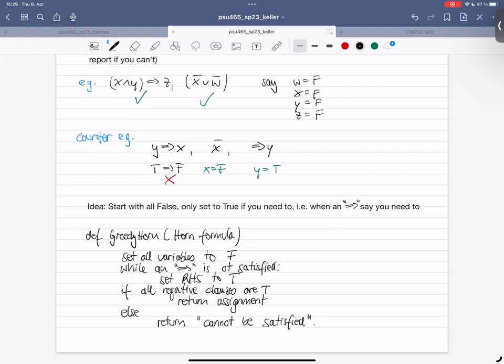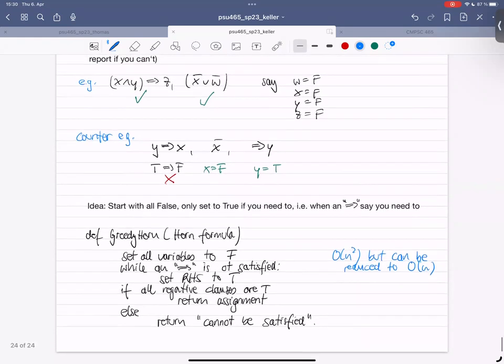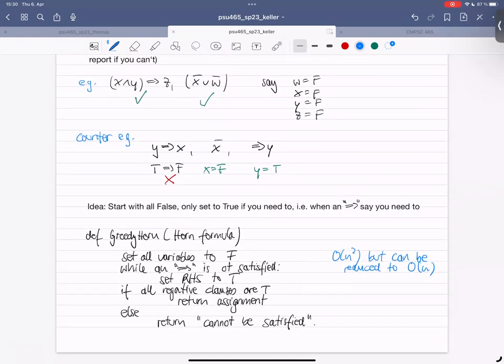But it can be done better with a more clever implementation. You can reduce this to overall linear running time. We're not going to look into this. So this is n squared, but can be reduced to linear time. For us, at this moment it's not important how this is done. More important for us is correctness. Why is the algorithm correct?